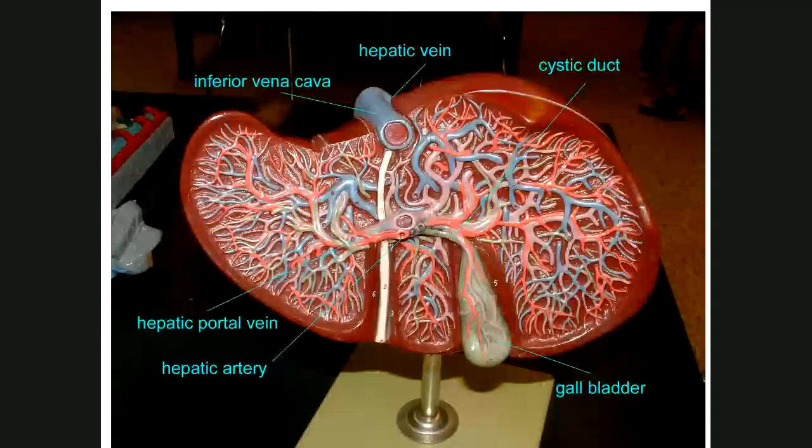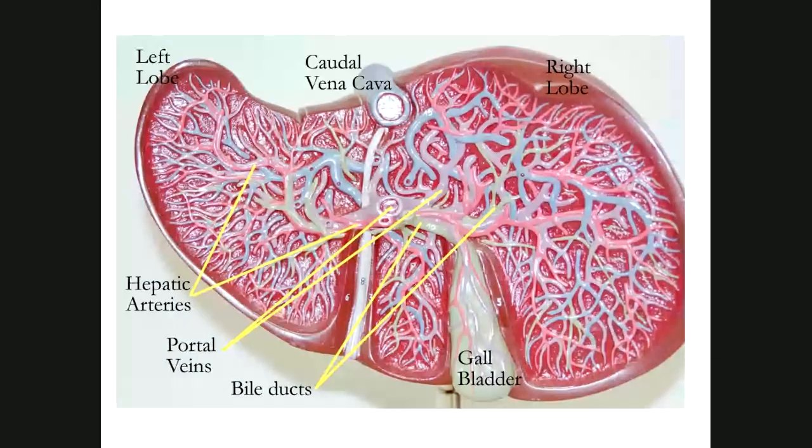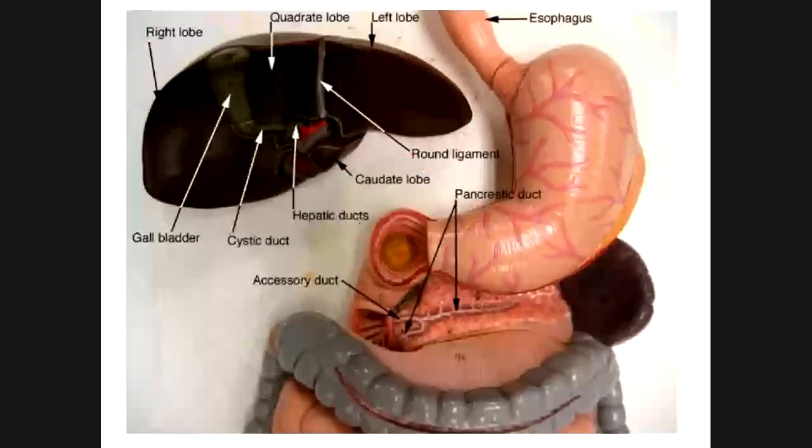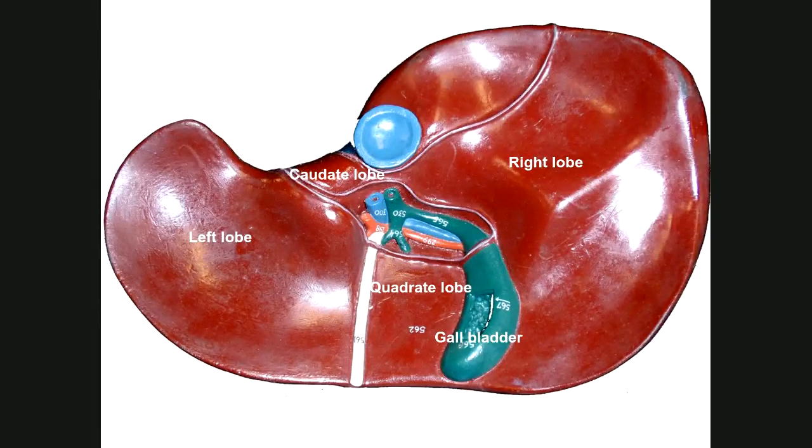And they're going to get bigger. Eventually, they're going to form two pretty large ducts. And here are these ducts, right? Here's one, and here's another one. This one is coming from the left lobe, so it's called the left hepatic duct. And this one's coming from the right lobe, so it's called the right hepatic duct. And the two of those are going to merge to form this duct right here. And this duct is called the common hepatic duct.